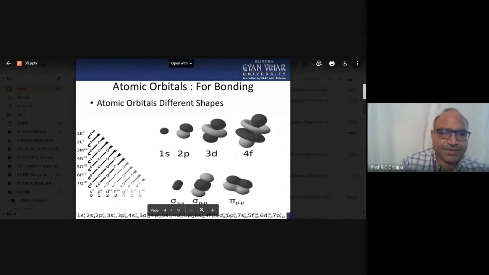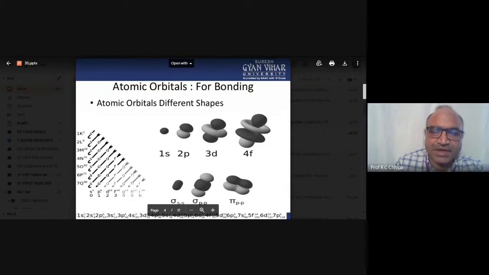Different shapes. So here S is spherical, the P is the dumbbell shape, D has four lobes, and then we have the F. So 3D, 4F, why? These are followed by the Hund principle, how two electrons are filled, no availability of 2D, 3D, no availability of 3F, why?